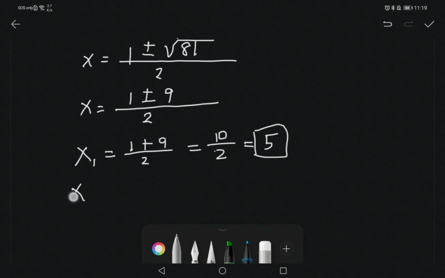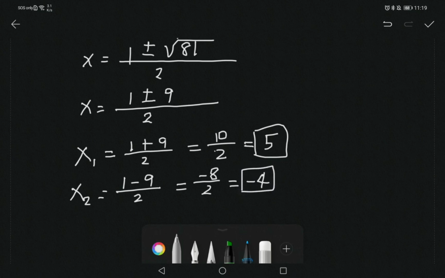Then the next solution is using the negative sign, 1 minus 9 over 2. So 1 minus 9 is negative 8 over 2. And negative 8 divided by 2 is negative 4. And this is the answer.